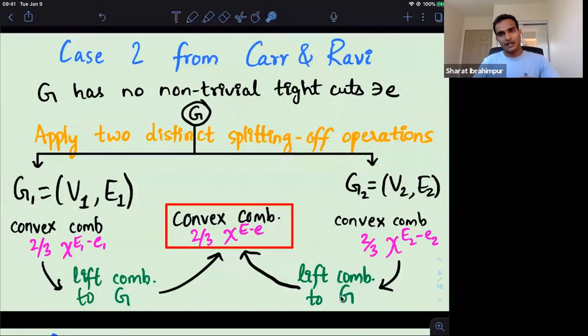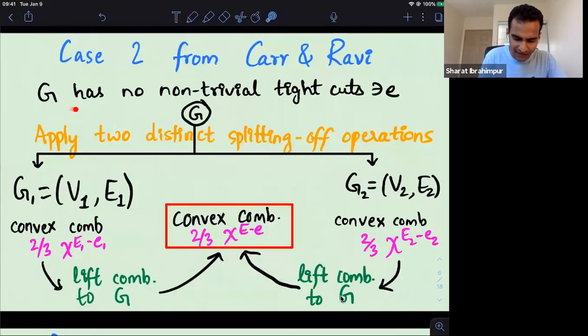The second case from Kar and Ravi is a bit more technical. So I won't be explaining the technical details. I'm just going to give some sort of a high-level picture. We'll be seeing more details when we talk about our simplification of the proof.